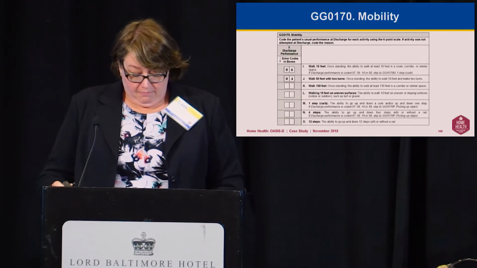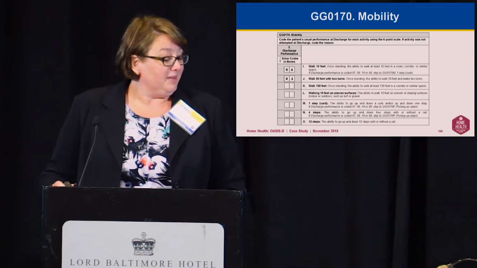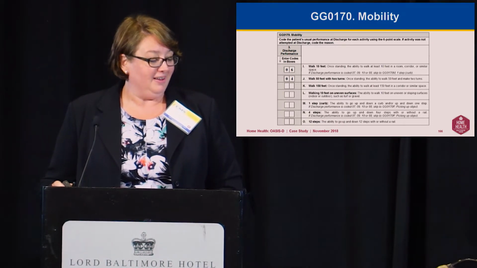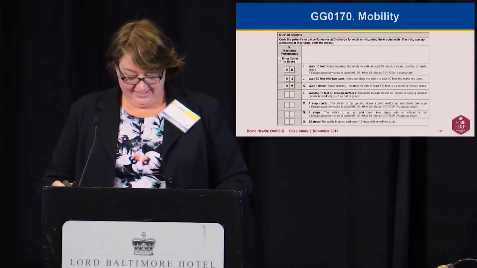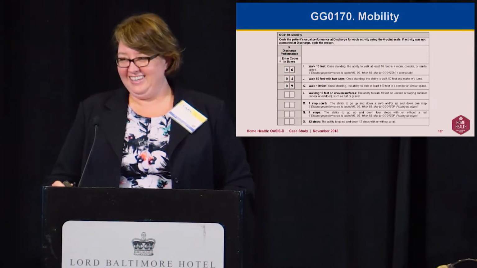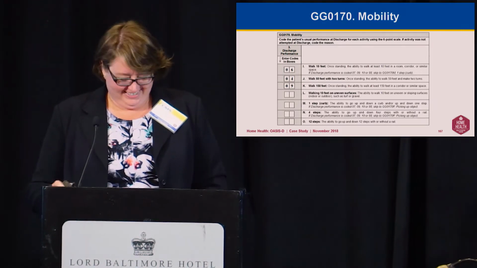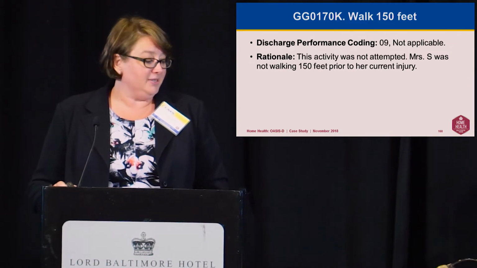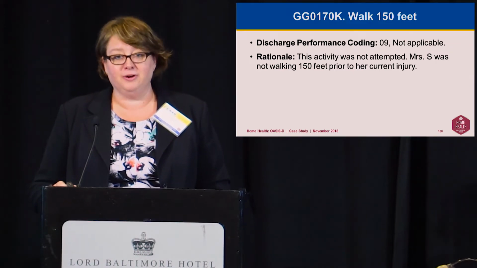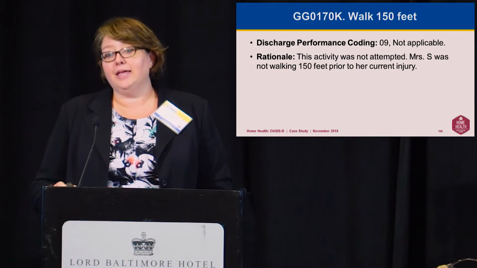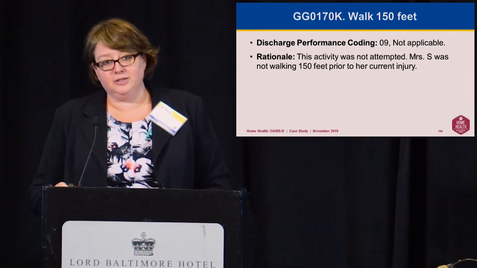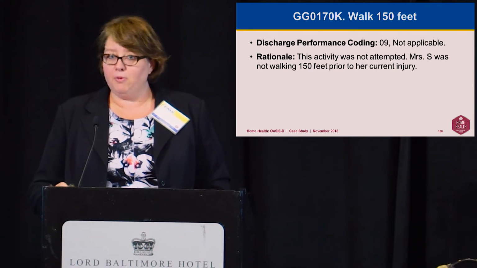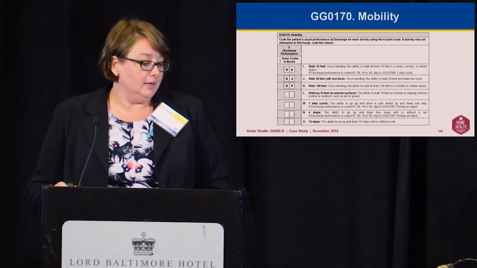For M, wait, where am I? Oh, K, sorry. K, walk 150 feet. It's easy to get yourself lost here. 09, nice. It's good when you get it right. And the rationale behind that is this activity was not attempted, right? Mrs. S was not walking 150 feet prior to her current injury. And again, guys, this is using those non-attempted codes and understanding the differences between like 88, 09, all of that. That's really important, understanding what that prior ability is.